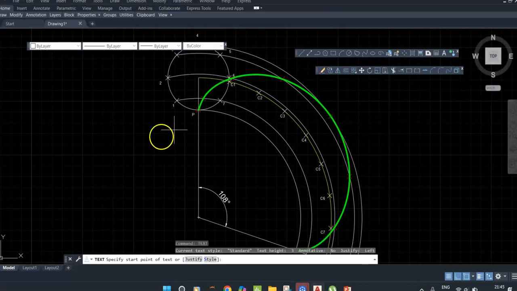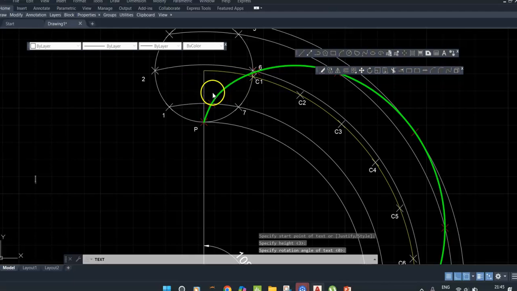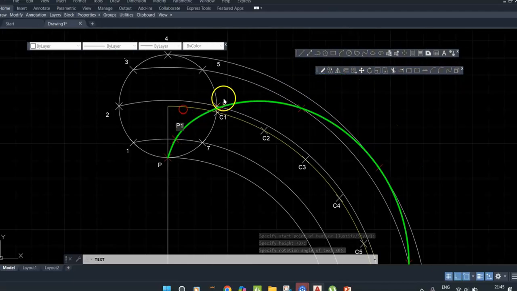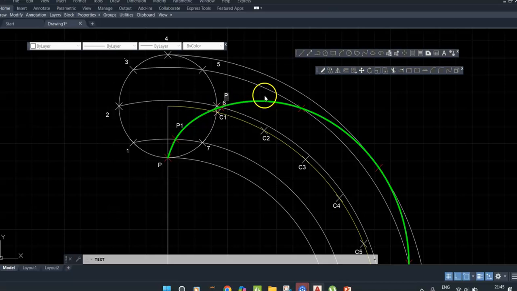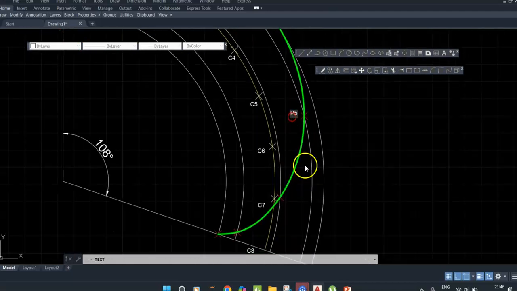Text. This is my P1. This is my P2. P3. P4. P5. P6. P7 and P8.